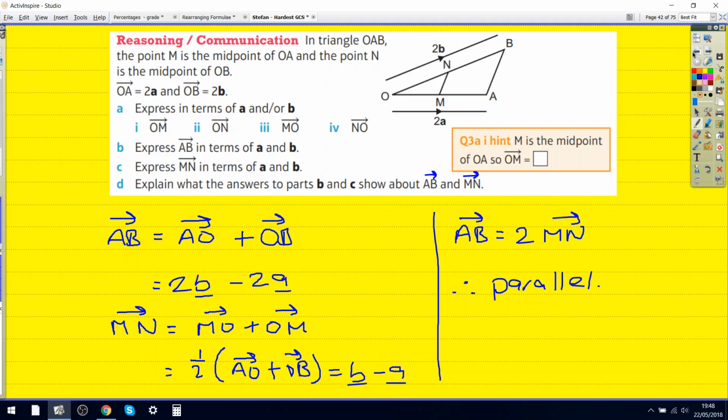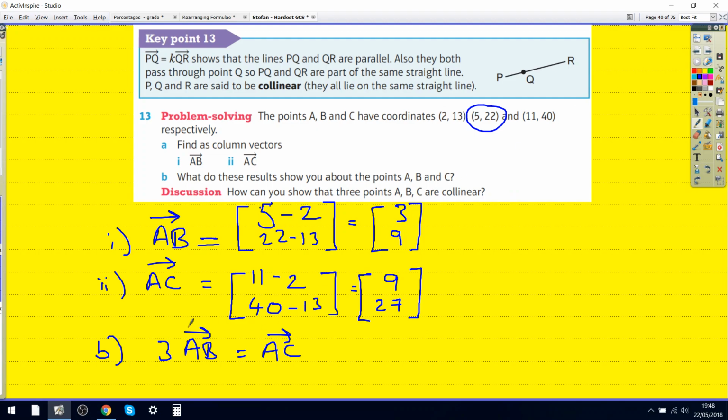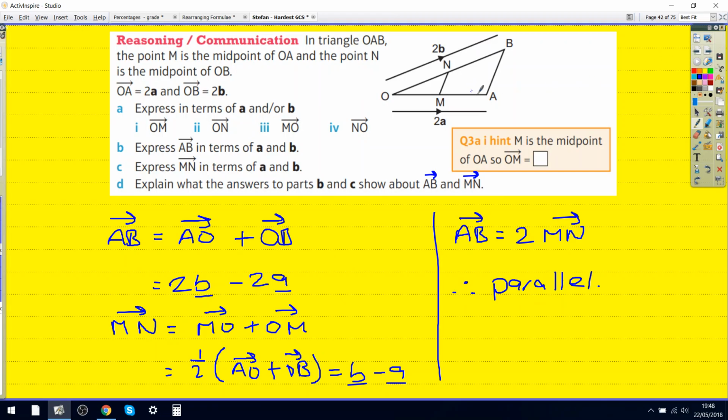Okay. And so this one here that we did before, 3AB equals AC, so those are parallel, but they're not just parallel, they're actually on the exact same line because they pass through the same point. These two don't pass through the same point, and so they're just parallel.